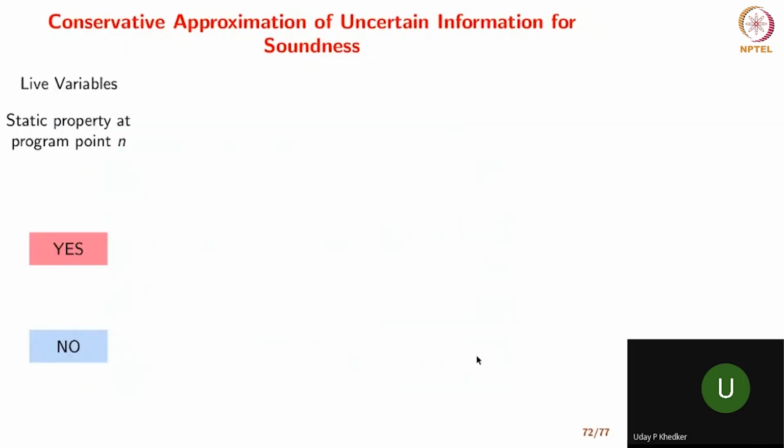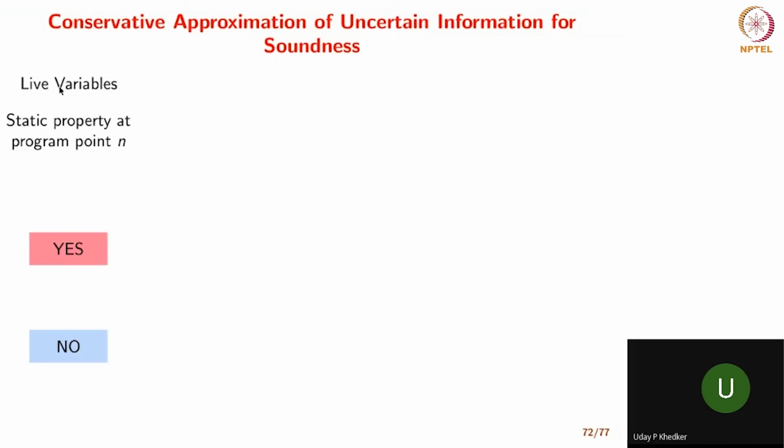So now let's just look at this duality more clearly. Let's try to understand what the intuition is and what the basis is for representing it mathematically. So we want to look at conservative approximation of uncertain information for soundness. For soundness, we said we would like to conservatively approximate the uncertain information. So if there is something that we don't know, we can make some conservative assumption.